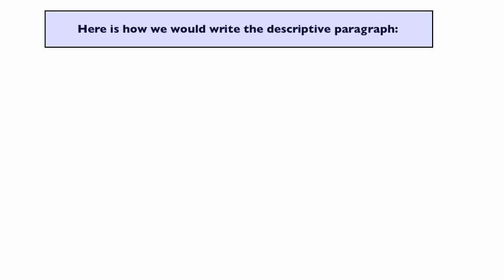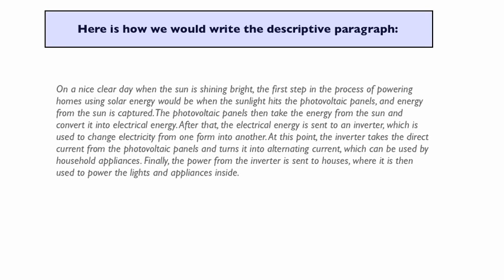Here is how we would write the descriptive paragraph. On a nice clear day, when the sun is shining bright, the first step in the process of powering homes using solar energy would be when the sunlight hits the photovoltaic panels and energy from the sun is captured. The photovoltaic panels then take the energy from the sun and convert it into electrical energy.